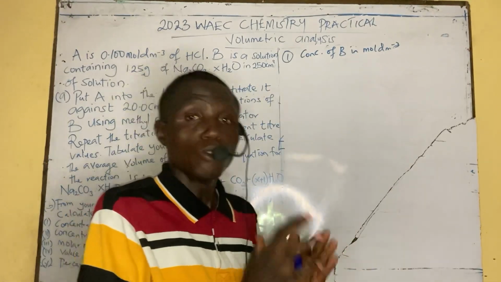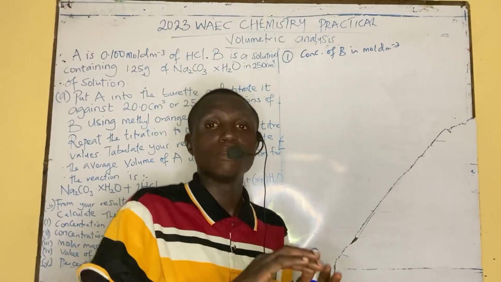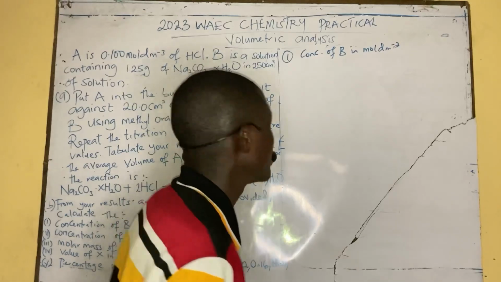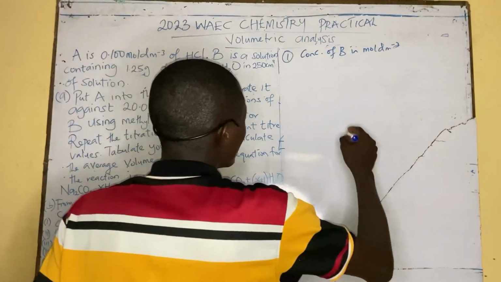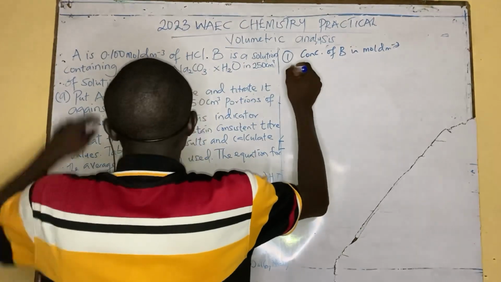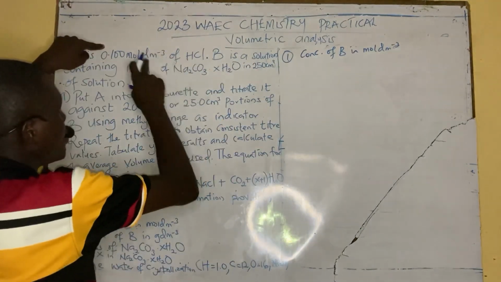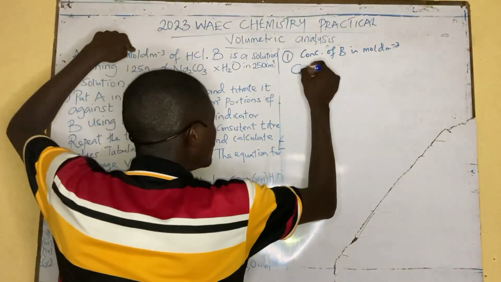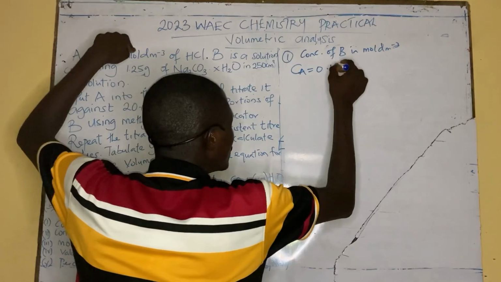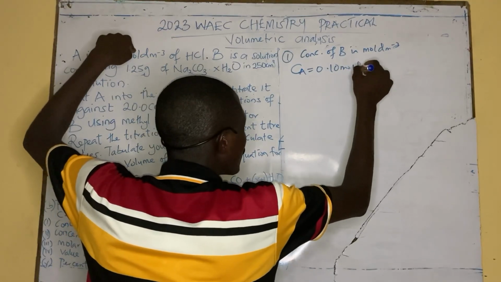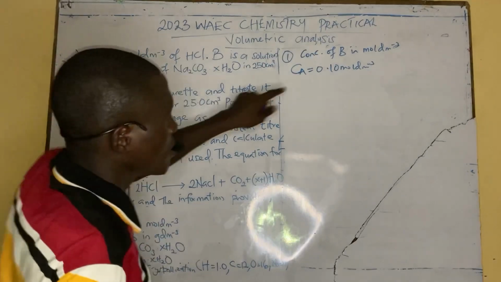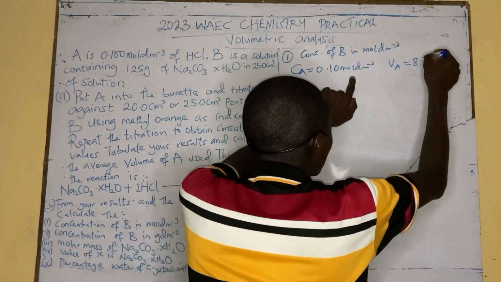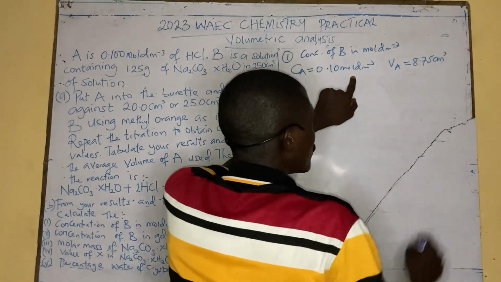Now, to know which one is suitable, you begin to align the information given to us in the question. Because we are working towards this, we are given the concentration of A in mole per dm cube. So we are given the molar concentration of A. So Ca is 0.10 mole per dm cube. We are given this, and we also obtained Va to be 8.75 centimeter cube.